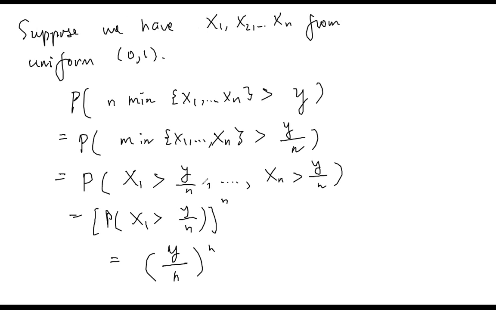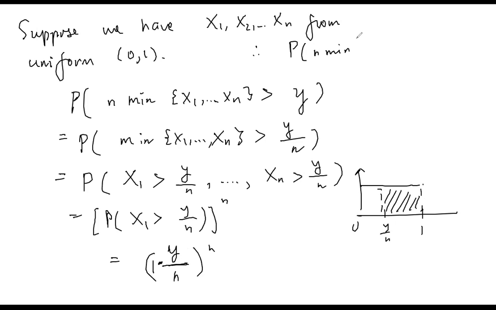Okay, so that should be 1 minus, because you have a uniform distribution on 0 to 1, this is y over n. So you want the area under the curve here, right? So it's 1 minus y over n. Therefore, the distribution function will be equal to 1 minus of this.